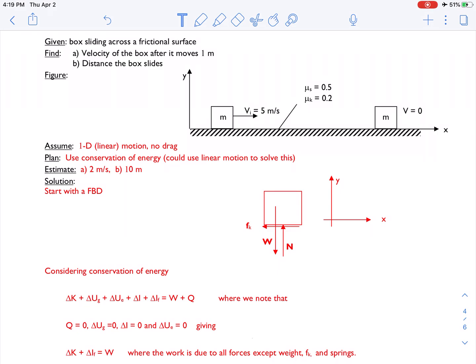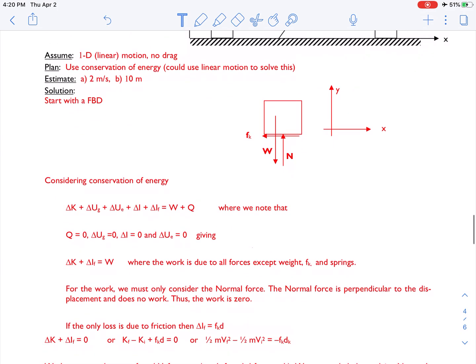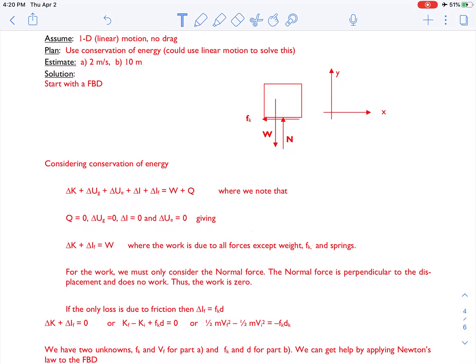Okay, and the solution, we start with the energy conservation equation, or you can also start with the free body diagram. When we show the free body diagram, we have normal force upward, weight force downward, and the kinetic friction to the left. So hopefully it's clear why we are using kinetic friction, because it is in motion, right? We also showed our x and y axes.